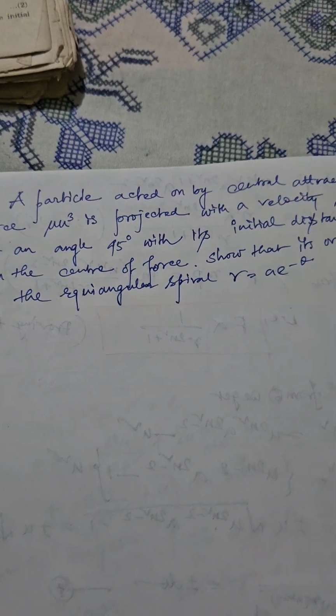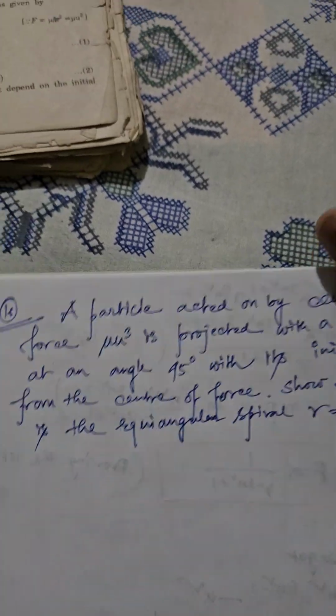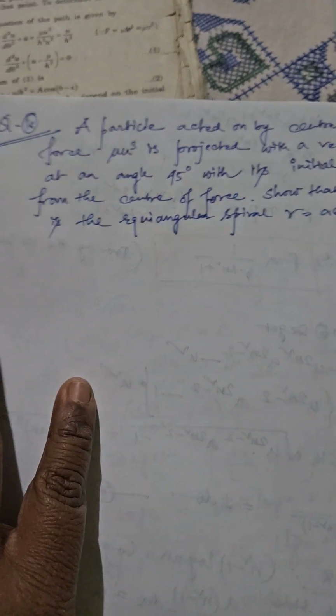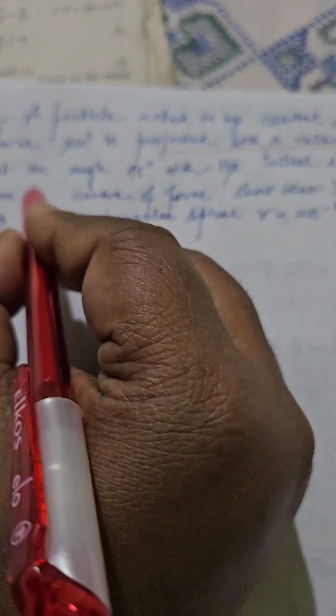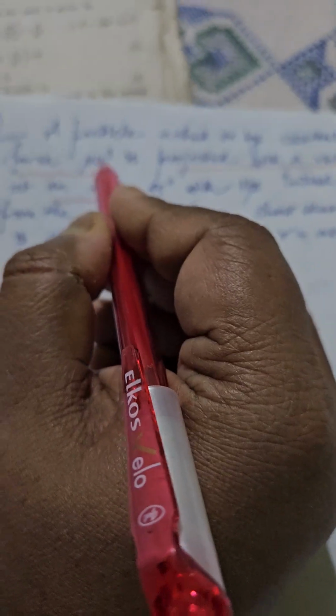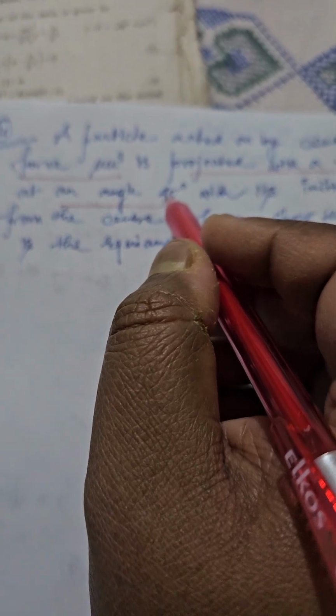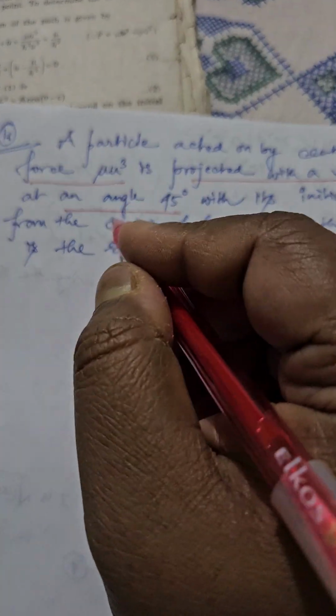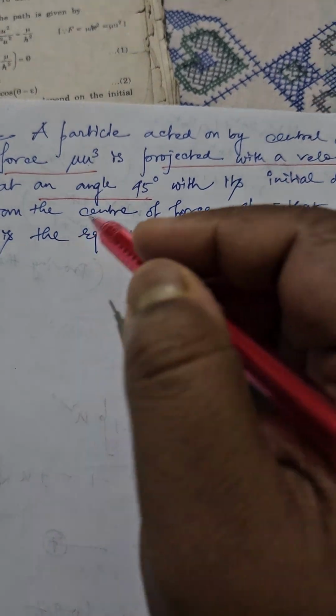Forget about equiangular spiral, simply focus on the fact you need to find out the equation of the orbit. That's our main objective. So initial velocity of projection is this. It is projected with an angle 45 degree. Expression for force is mu u cube. Because 45 degree is mentioned here, so we need to use the criteria p equals to r sine phi, or here it will be p equals to a sine phi.